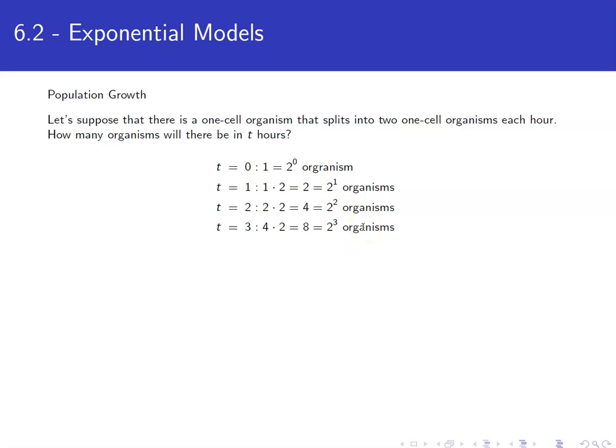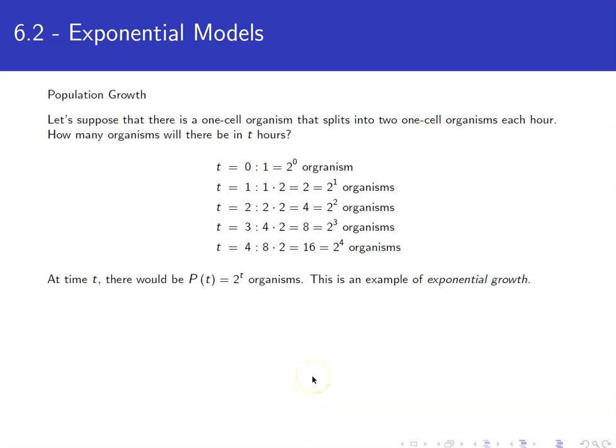And in general, it doubles each time. So at time 3, it'll be 2 cubed. At time 4, it'll be 2 to the 4th. Notice all we're doing is doubling the previous number of organisms that we have at any time. So at time t, there would be P of t equals 2 to the t organisms. And this is an example of exponential growth.